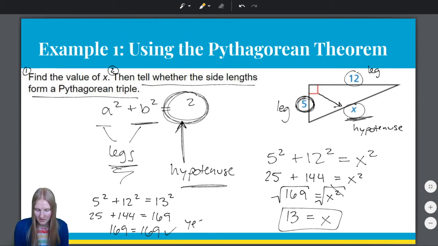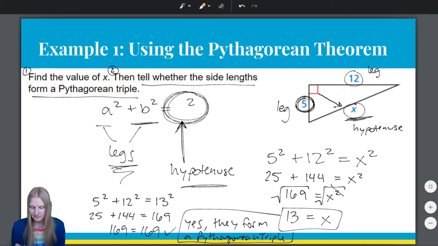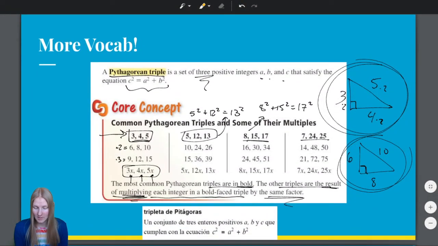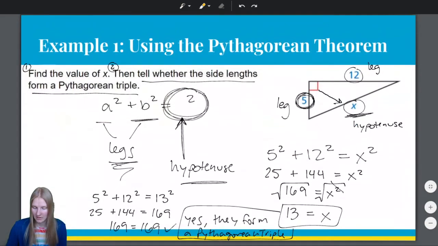So we would say, yes, they form a Pythagorean triple. And if you'll remember from our last slide, the common Pythagorean triples, 5, 12, and 13 was one of the common Pythagorean triples. And we have 5, 12, and 13. So that's another way that we could check.